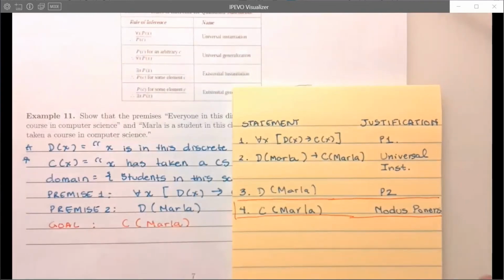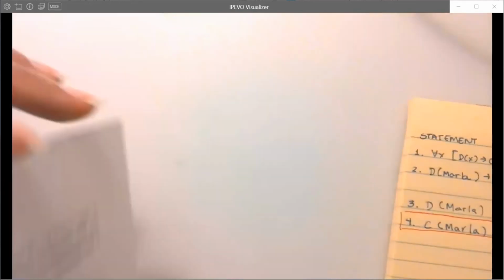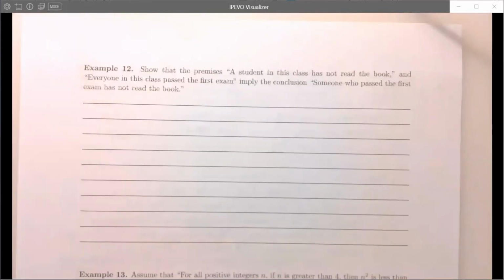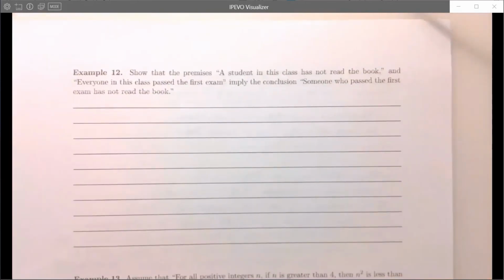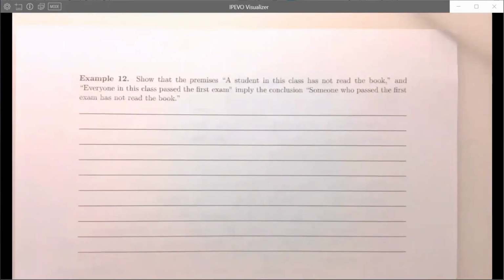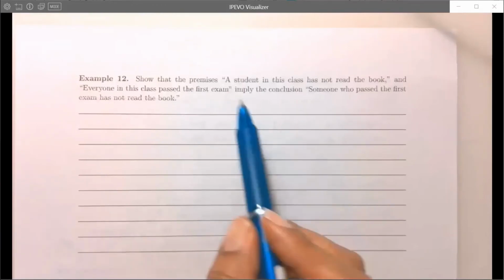That's how you apply the rules of inference for quantified statements. We'll take a look at some more examples. Show that the premises, a student in this class has not read the book, and everyone in this class passed the first exam, imply the conclusion, someone who passed the first exam has not read the book. So let's give it a try.